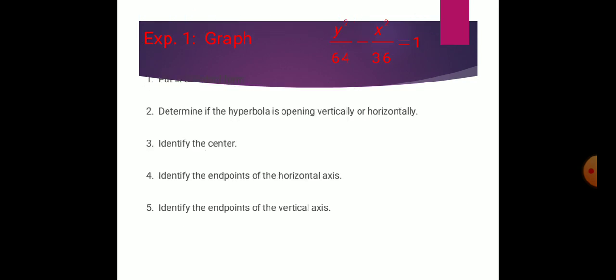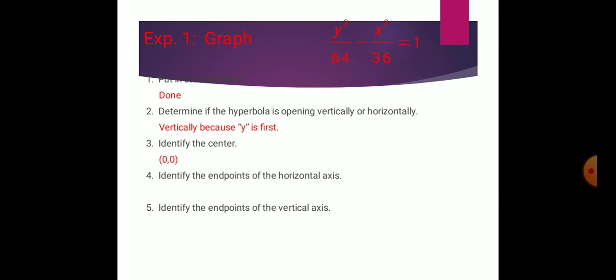Okay, example 1 is to graph y squared over 64 minus x squared over 36 equals 1. 1, put it in standard form. Then determine if the hyperbola is opening vertically or horizontally. Vertically, because y is first. That is our opening. Then identify the center. Our center is (0, 0).